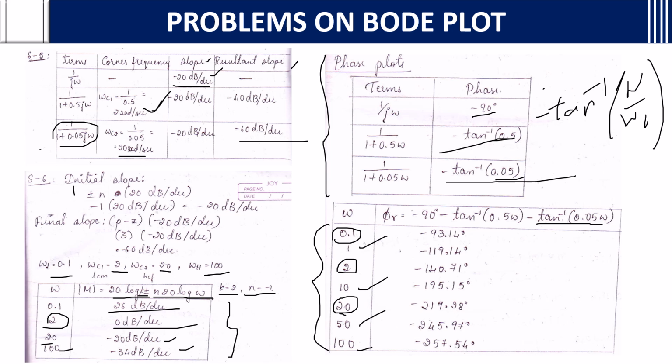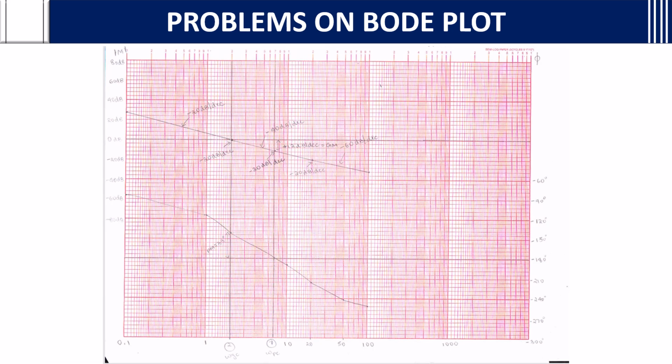When you do this, minus 90 minus tan inverse 0.5 with omega as 0.1, and minus tan inverse 0.05 with omega again 0.1. If you calculate this in the calculator, you will get these values. After getting these values, what are we left with? Just plotting this on the graph. See, now we have the points. Now we should just put the values on the graph.